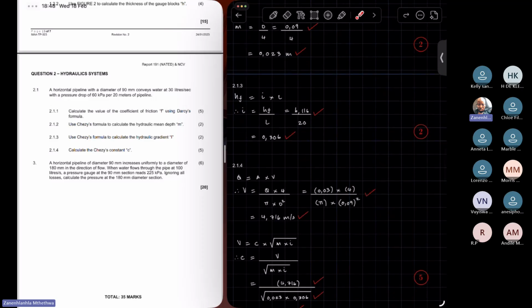Right, any questions so far? No, sir. Right, 2.1.4 calculates the Chezy constant.